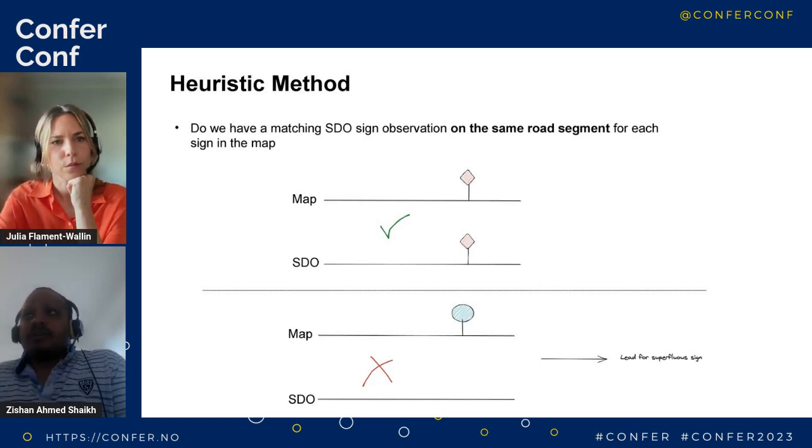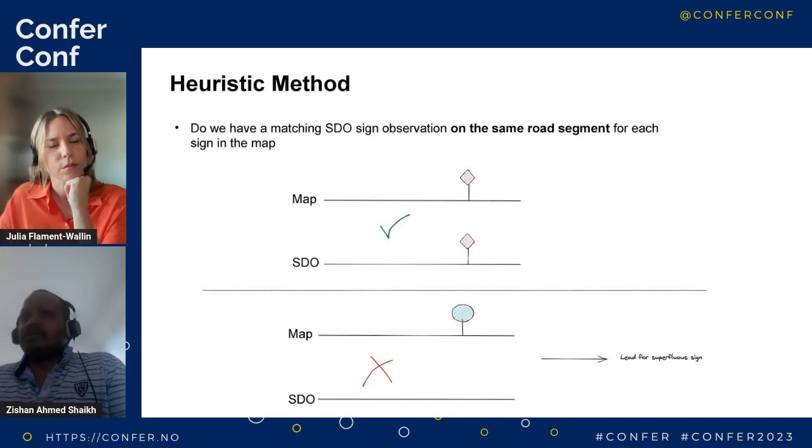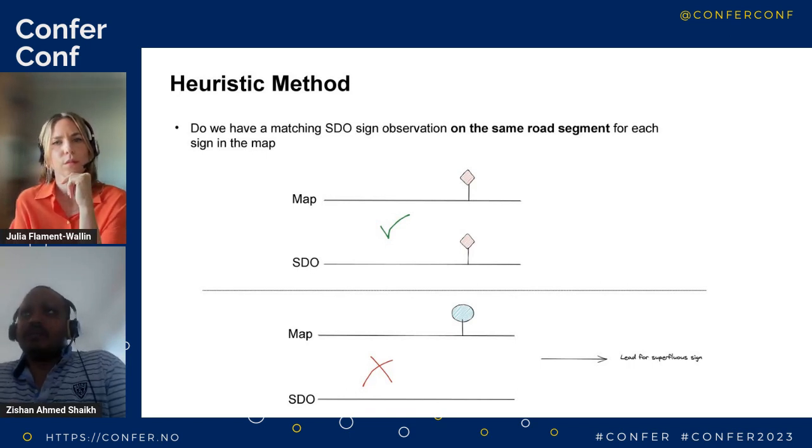So keeping that in mind, what would be a superfluous sign? The first one would be a correct sign. You have a sign in the map, and you have a corresponding SGS sign in the similar road segment. So it would mean that it's a right sign. Where the superfluous sign lead or a candidate would be in the second case where you have the sign on the map, but on the SGS side on the same road segment, you do not find a corresponding sign anywhere. Next slide, please.